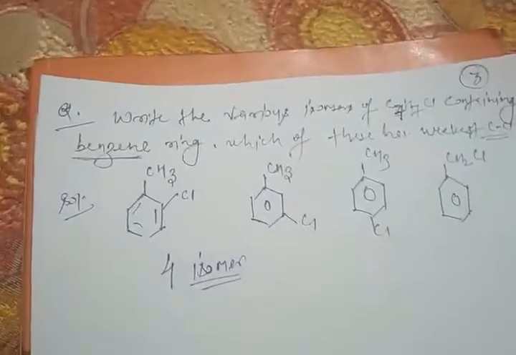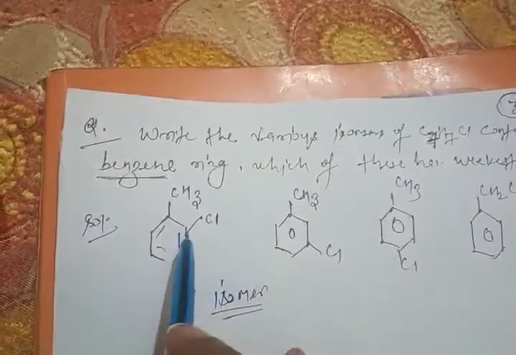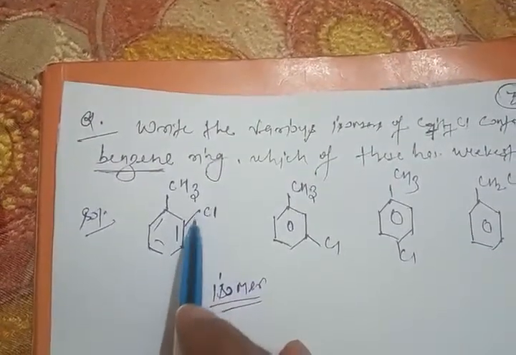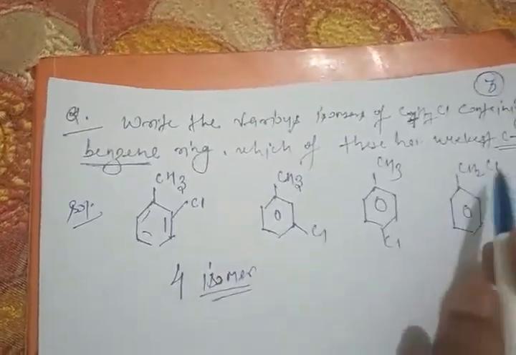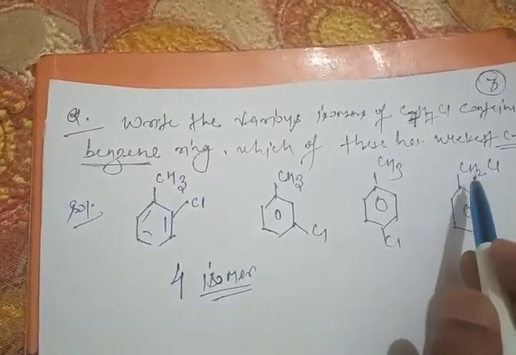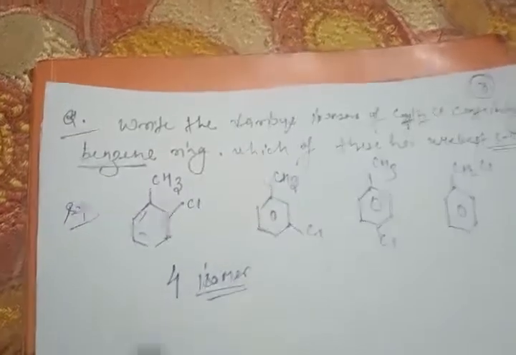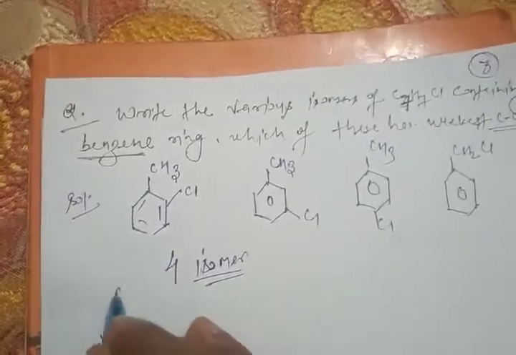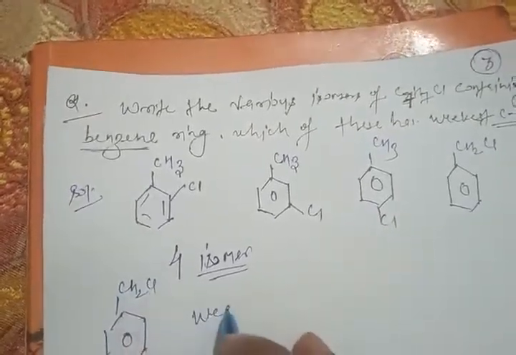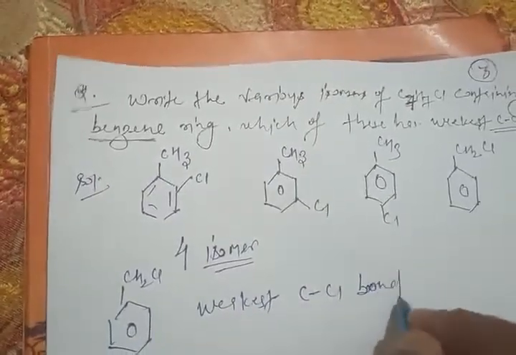Now the thing is, which one is the weakest bond. As we had already discussed, this C-Cl bond will be resonance stabilized, this will be resonance stabilized, this will be resonance stabilized. Only this is not resonance stabilized, because this is a single C-Cl bond. In other cases we have a double bond. So out of this, this is the case of the weakest C-Cl bond. Okay, so this is the answer of the question.